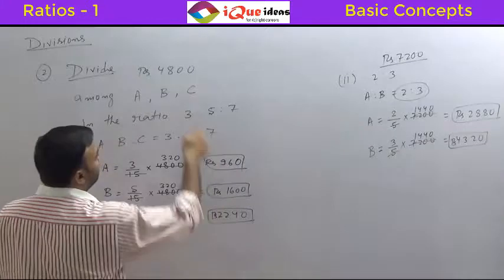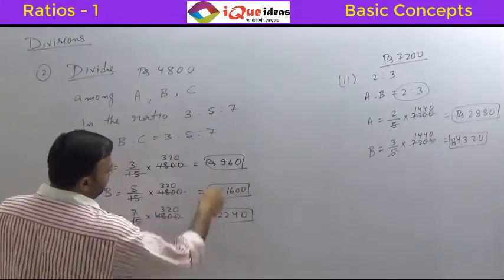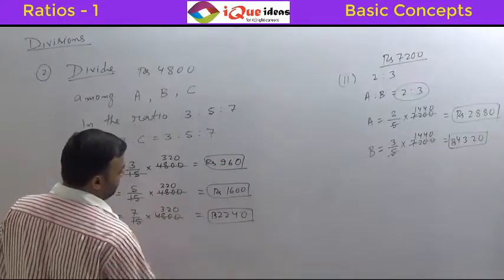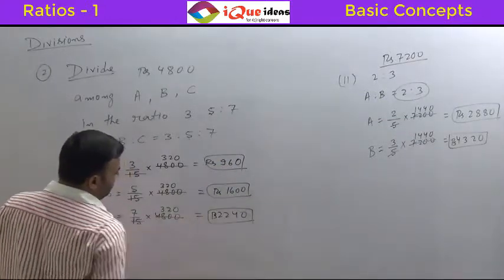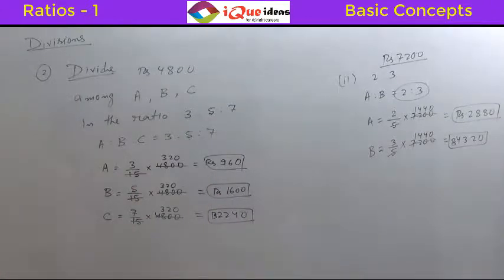You can always go back and check. The total of these three should be 4800. Let's check. Now 60 and 40 is 100. Now 960 and this is 1000, 2600, 4800. Right? So this total is 4800 rupees.